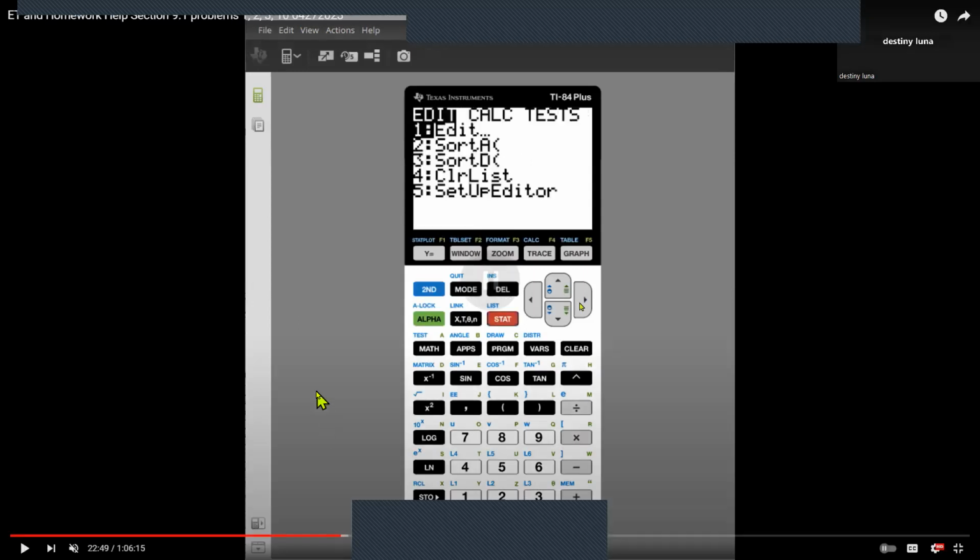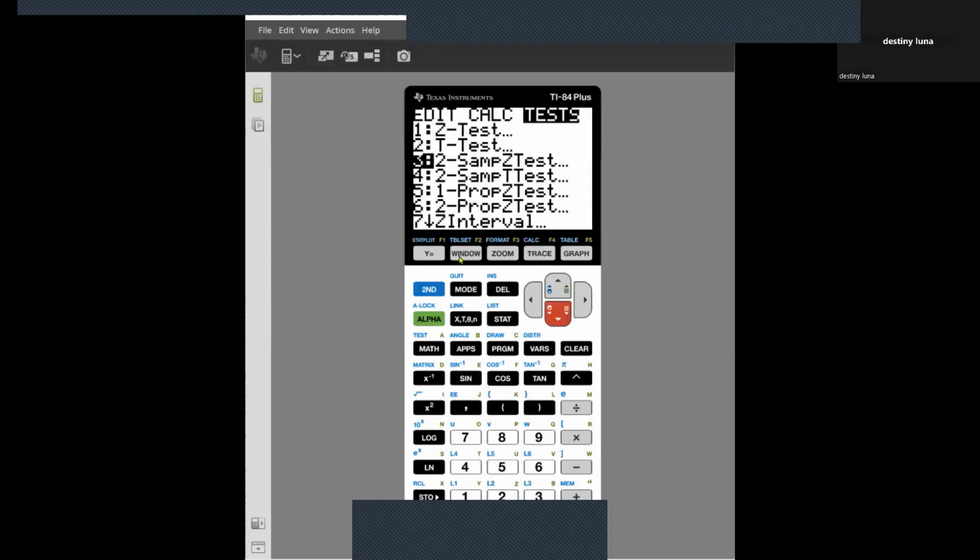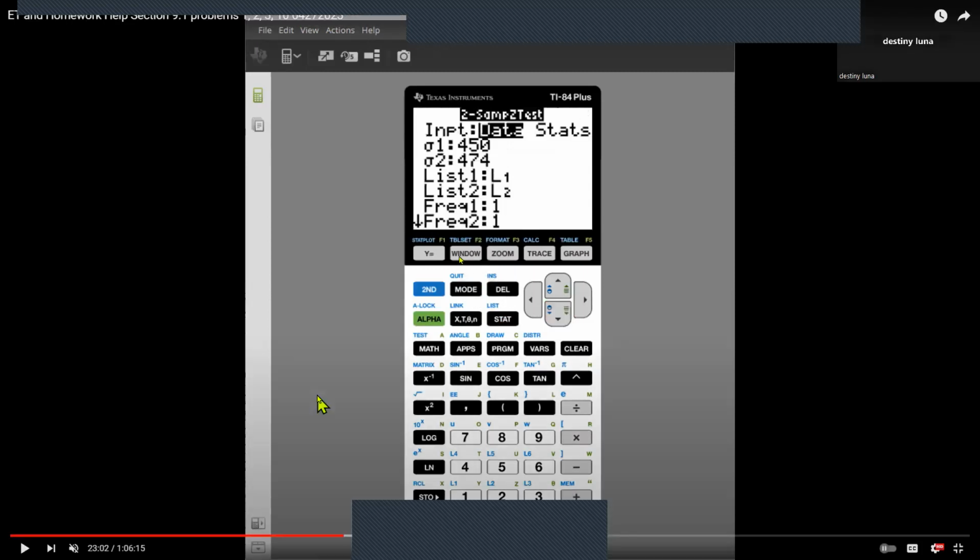So you go to stats, you're going to right arrow to tests, and you're going to go down till you see the 2 sample z-test. And as you can see here, you have an option to put in data or statistics. Data is going to be the raw data all the time. So if you have lists of numbers that you put in a list, you're going to use data. Statistics, you're going to see when we get something with sample statistics in it already.